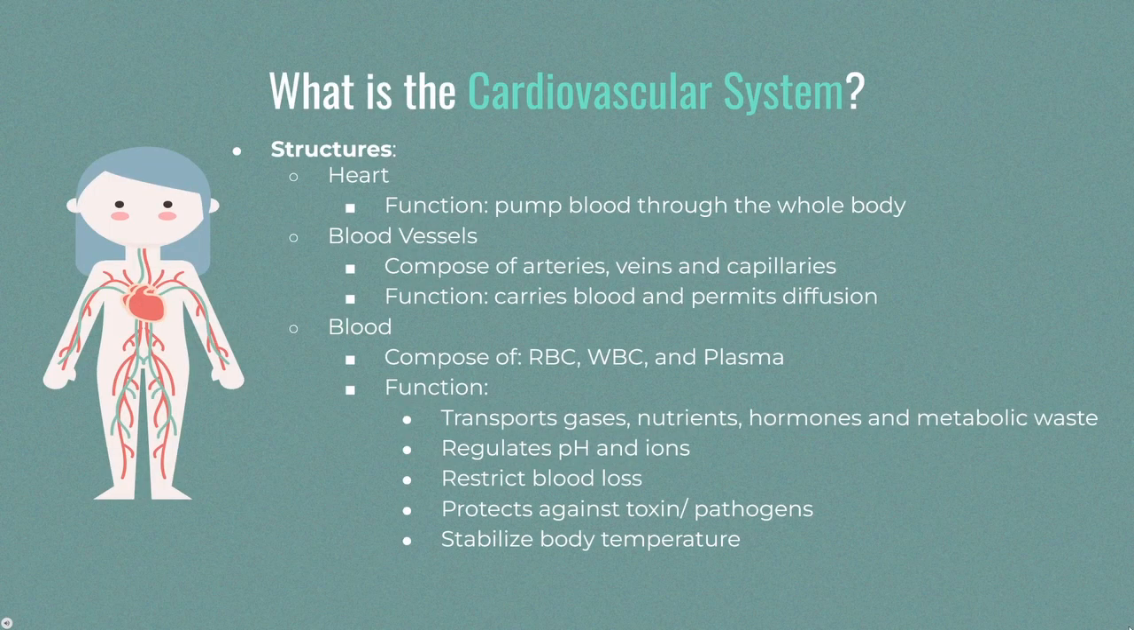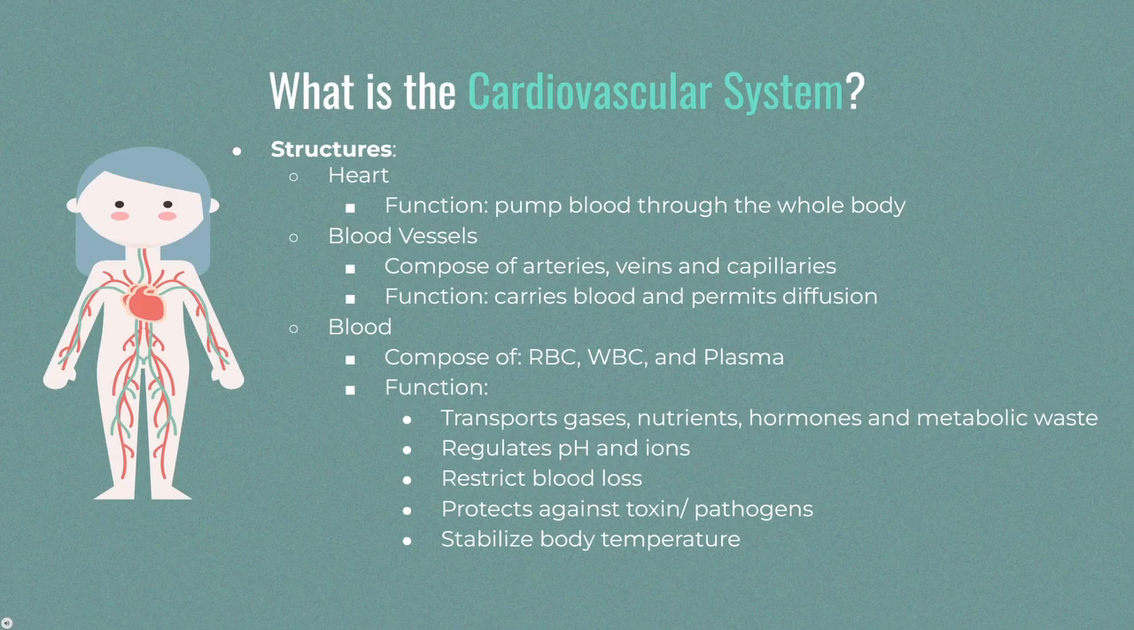So what is the cardiovascular system? The cardiovascular system is what keeps us and our organs alive. It consists of the heart, blood vessels, and blood. Let's first start off with the heart. The heart is the most important part of the system because it pumps blood throughout the whole body. Without it, we'll basically die.